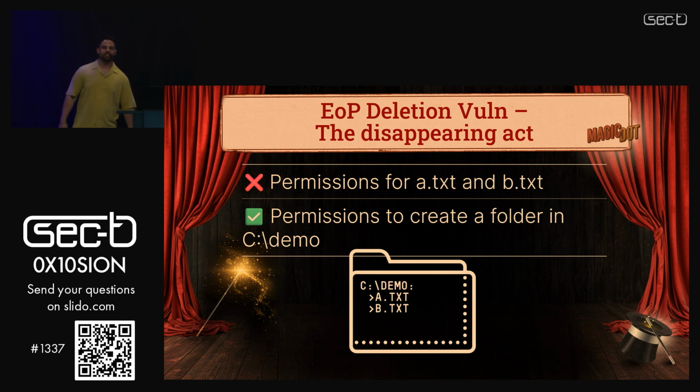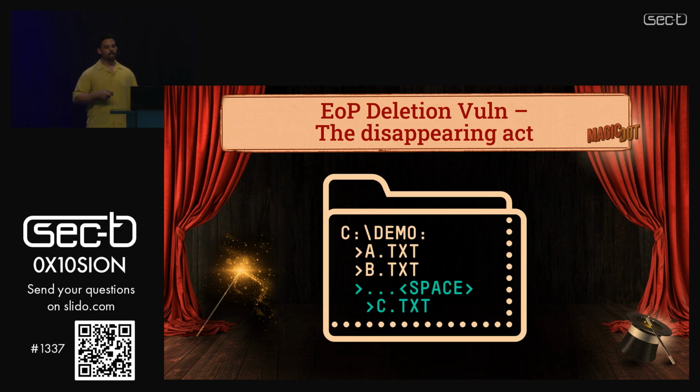So basically, our target folder will be the C demo folder. I do not have permissions to do anything to the C demo folder. I do not have permission to do anything to its files. However, I do have permissions to create a folder inside the demo folder. What I'm doing is that I'm creating a folder called triple dot, and then I'm placing a space at the end, and I'm placing just a file inside.